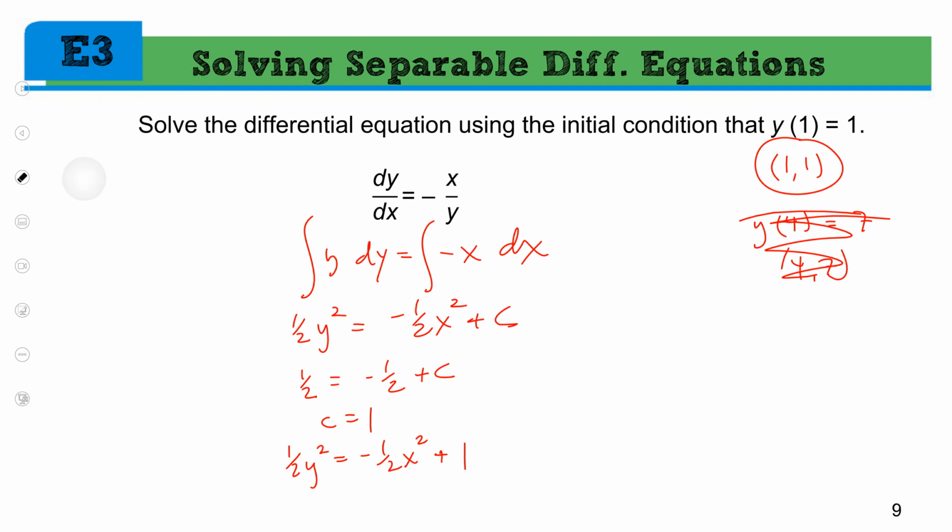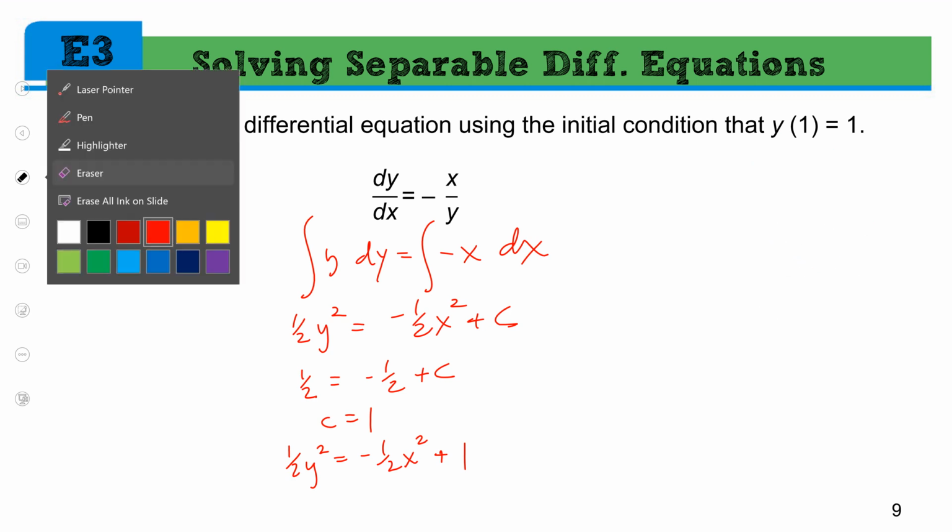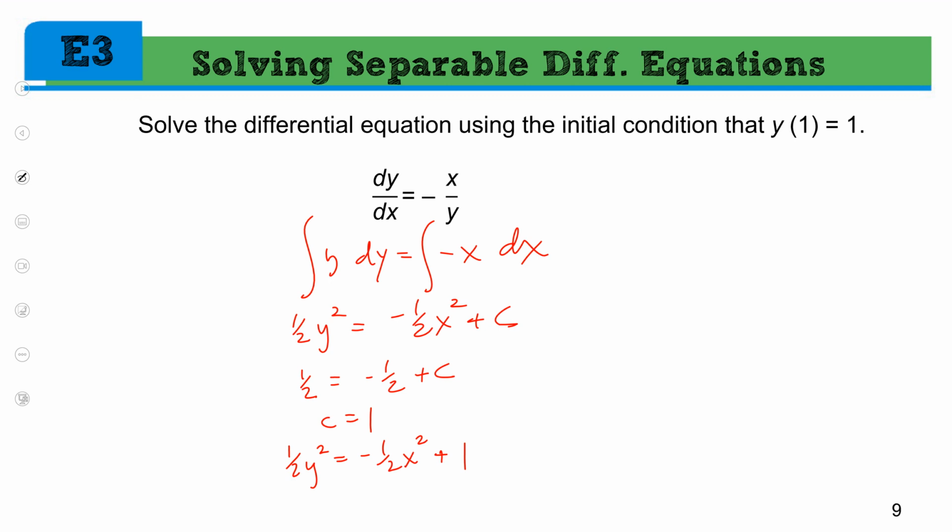Yeah. Okay. Hold on, let me get rid of this. We're done with that. Change colors. I'm going to work in blue. So y squared is equal to negative x squared plus 2. And then the last step was what? Take the square root of both sides.